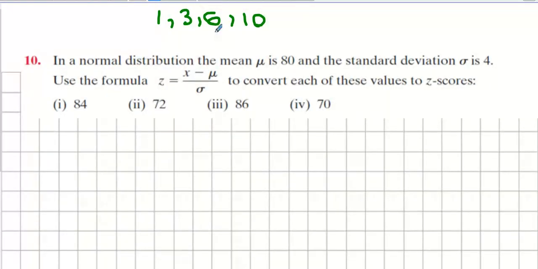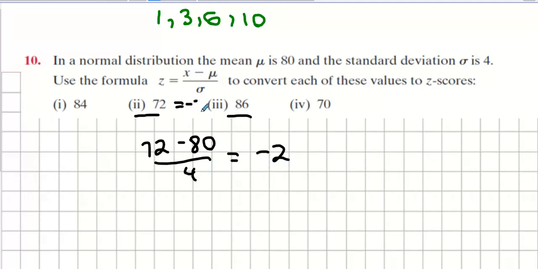Okay. Use normal distribution. The mean is 80. Standard deviation is 4. Use the following formula. I'll just do 2 of them because I know most of these are getting pre-board at this stage. X value is what? 72. Your mean is 80. 72 is below the mean, which means the negative answer. It's minus 8 over 4, which is minus 2. Who got a score of minus 2 for that one?